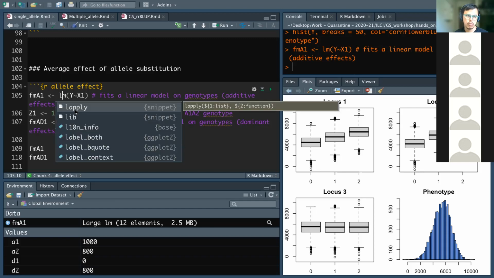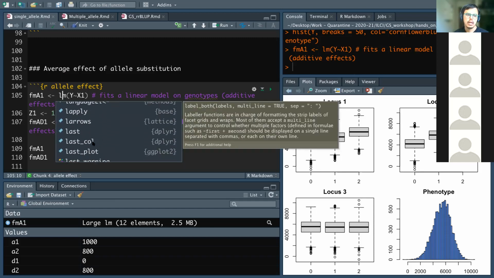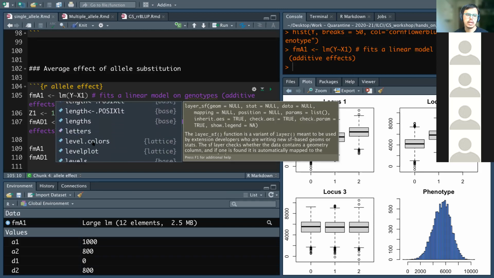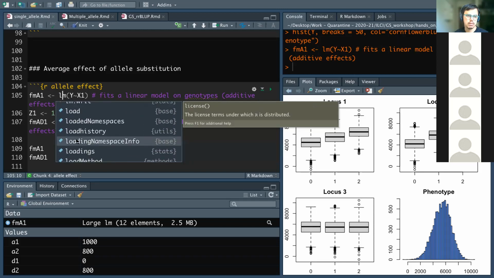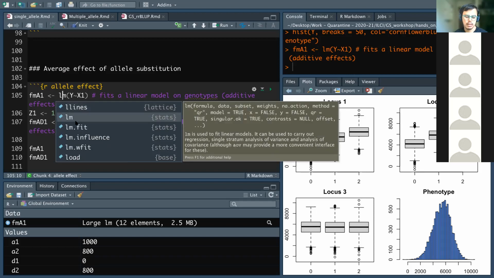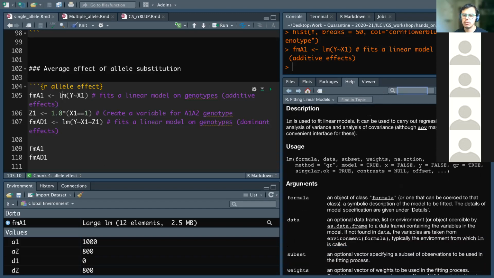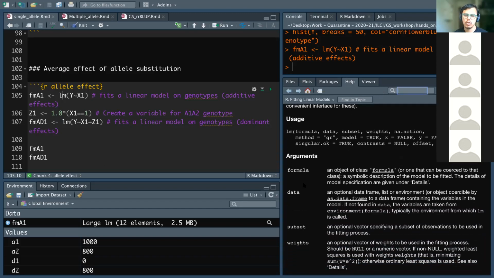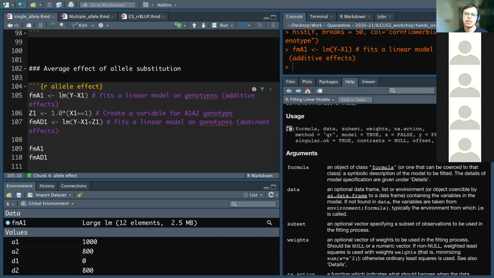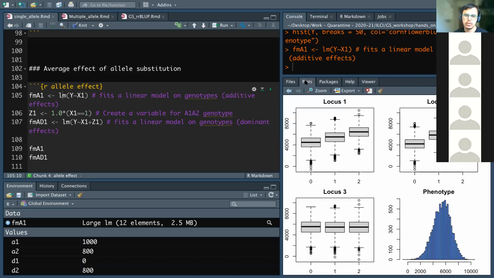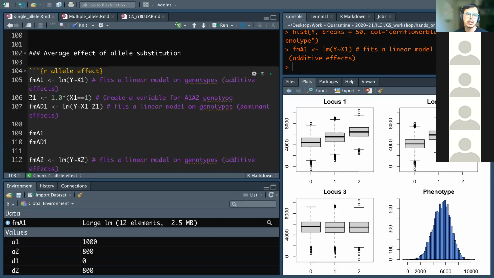Again, if you want extra help, you can go to the help here in RStudio, and it is going to give you all the information about that function lm to run whatever you need. And then what we're going to take into account is the dominance effect. So here we just do a linear regression between the phenotype and the genotype.